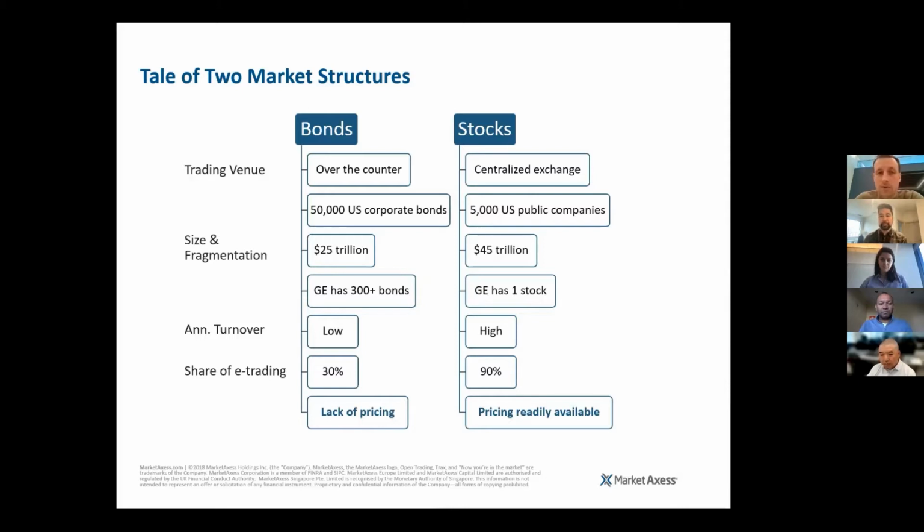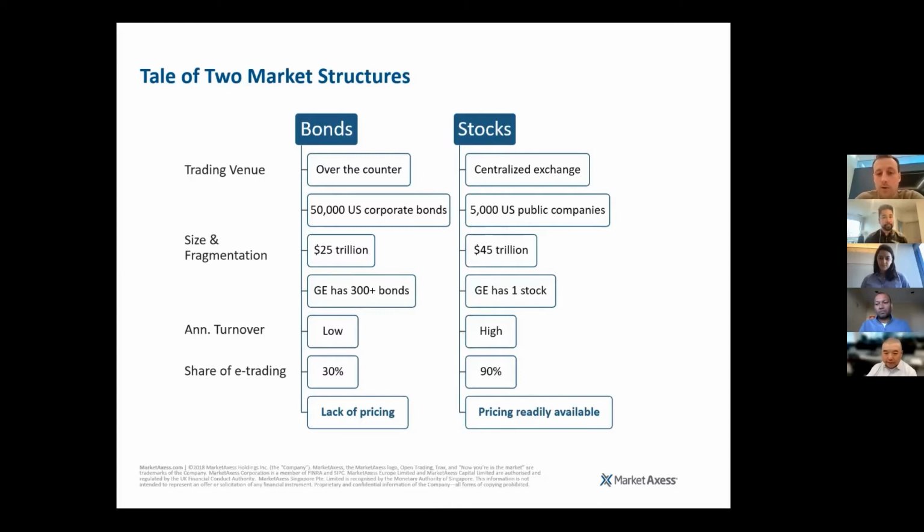So bonds are traded over the counter and stocks are on the centralized exchange. Centralization helps with electronification. You have more fragmentation in the bond market with 10 times more bonds in the US versus stocks. And even for the same company, and here I take the example of General Electric, GE, you have 300 plus bonds versus one stock to trade. So a lot of fragmentation here for a size that is actually a little bit bigger in the stock market in terms of outstanding asset value.